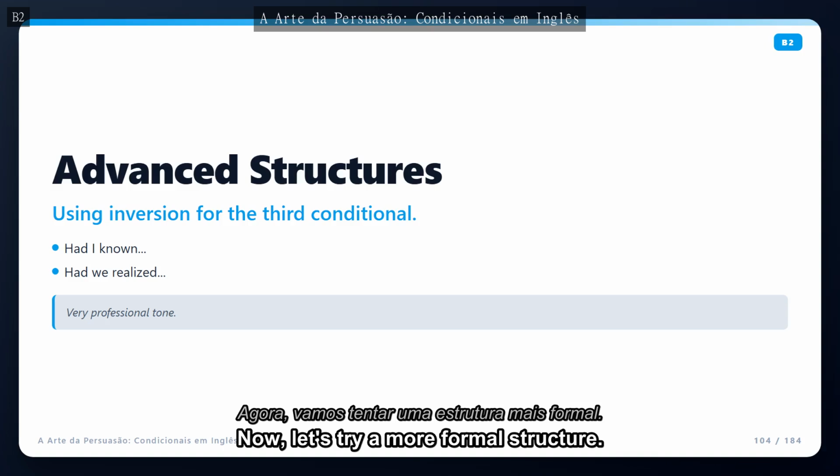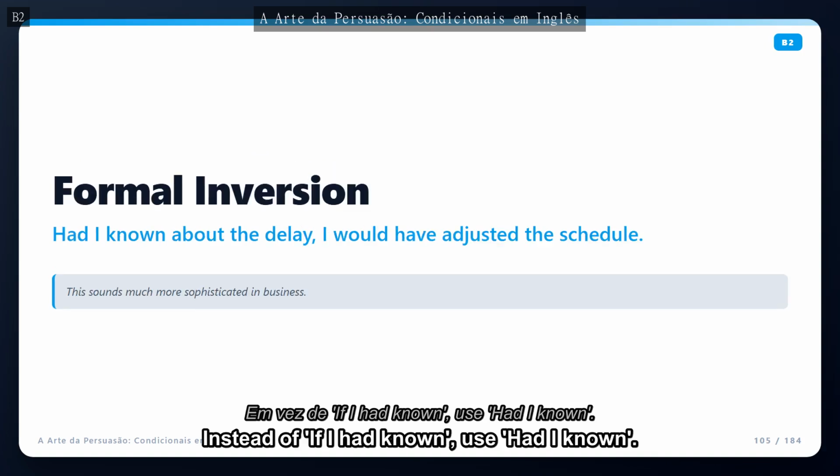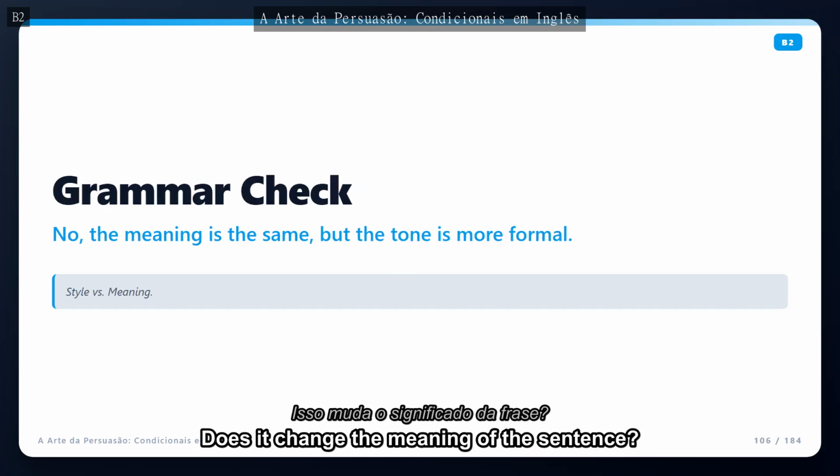Now, let's try a more formal structure. Instead of if I had known, use had I known. Does it change the meaning of the sentence?